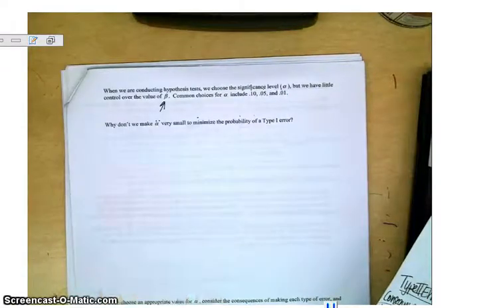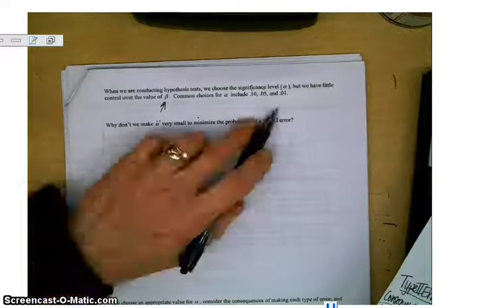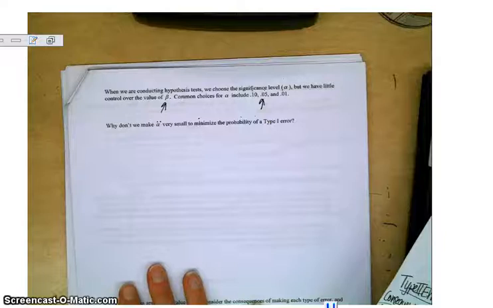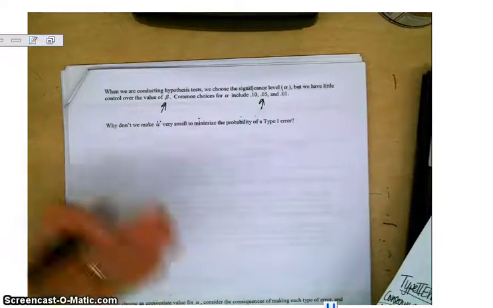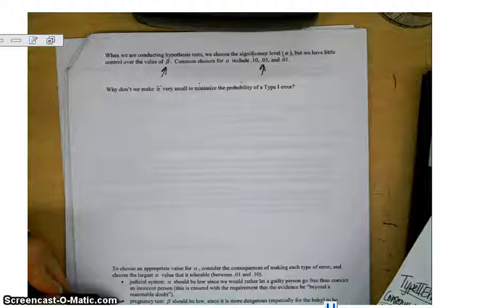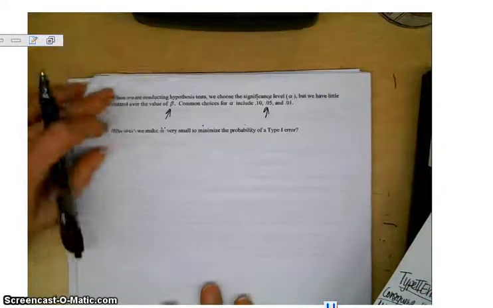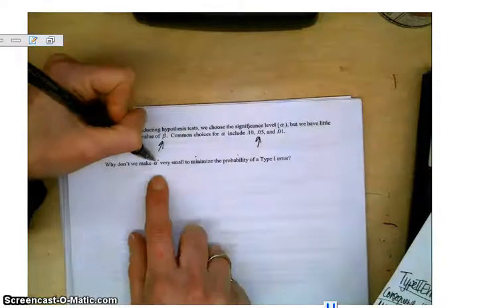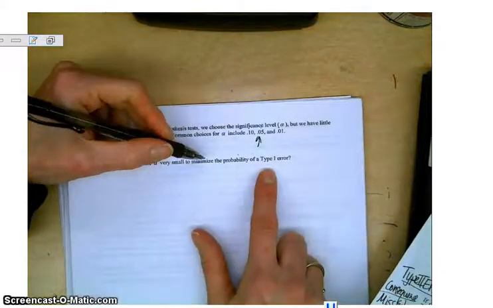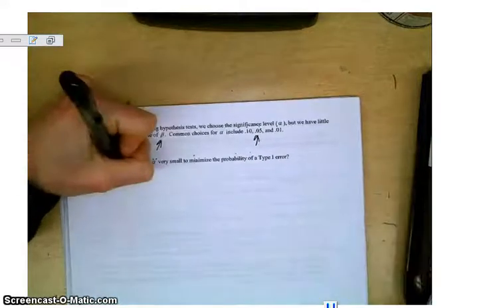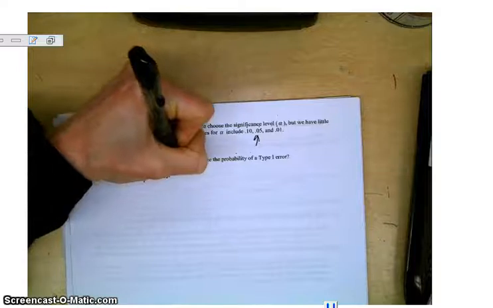So why don't we make alpha very small to minimize the probability of a type 1 error? Why don't we just say we always want a type 1 error to be really small, so we'll always pick 0.01? Some of you have defaulted to 0.01 because I said you can pick it. Sometimes that's not the best idea. If you're going to pick a default, 0.05 might be better because it's somewhere in the middle. In the different scenarios, the judicial system and the pregnancy test down at the bottom, it's sometimes better to have a high or low alpha level. You can't just always make alpha really low to minimize a type 1 error, because sometimes a type 2 error is worse.